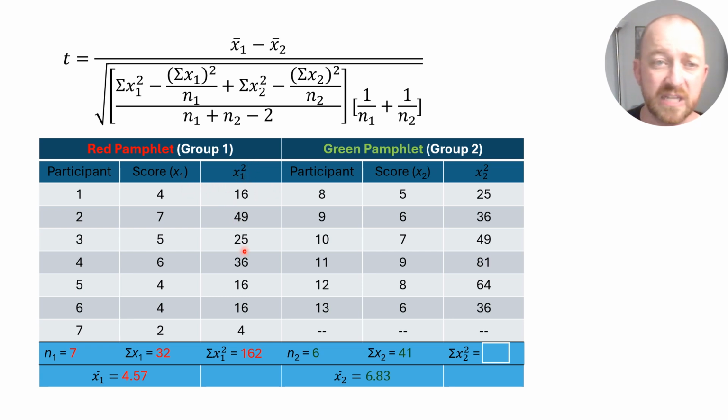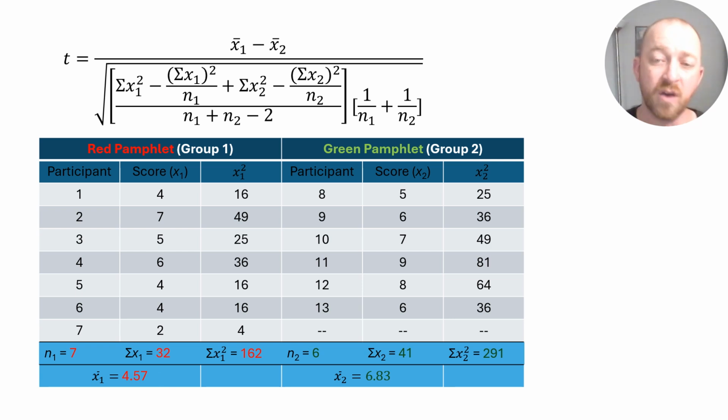Then we square each of these values. 4 squared is 16, 7 squared is 49, 5 squared is 25, and so on. I add up all of those squared values to get 162. Do the same thing over here for group 2. 5 squared is 25, 6 squared is 36, 7 squared is 49, and so on. Add up all of those squared values to get 291 as our sum of squares. And as you can see, again, that value is going to go right here. This value is going to go right here.